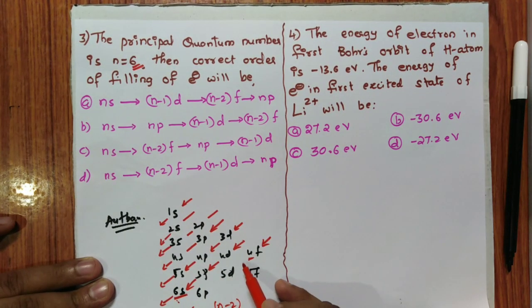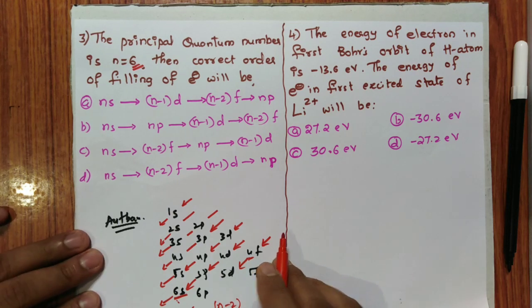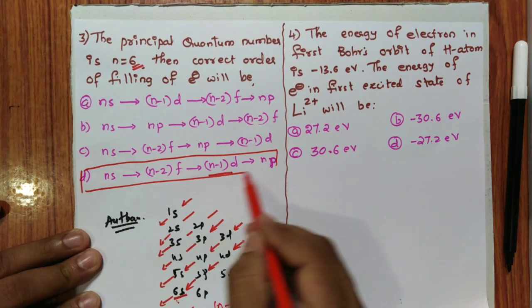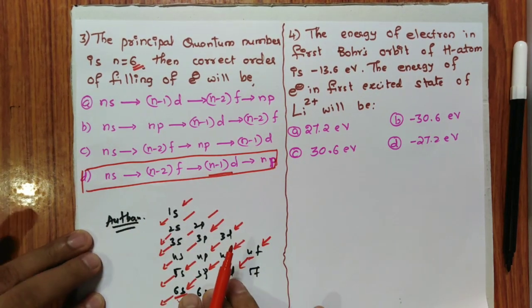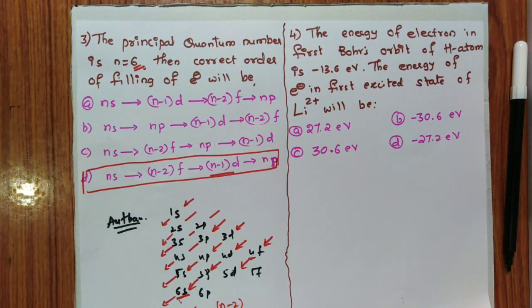So after that what will you do? You are going to fill in this particular case, that is D, which means this should be the correct answer. Remember, very important: Aufbau principle, energy level diagram, you have to draw so that you can easily get the answer for such type of question in any exam.